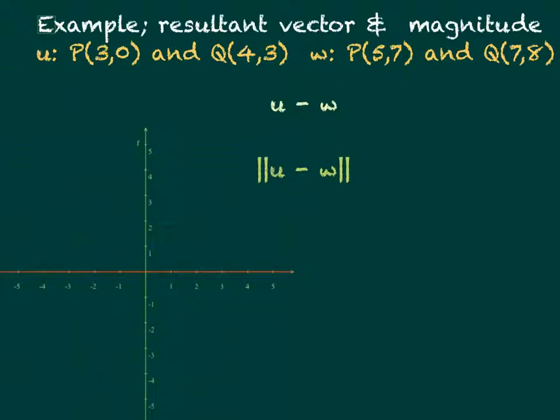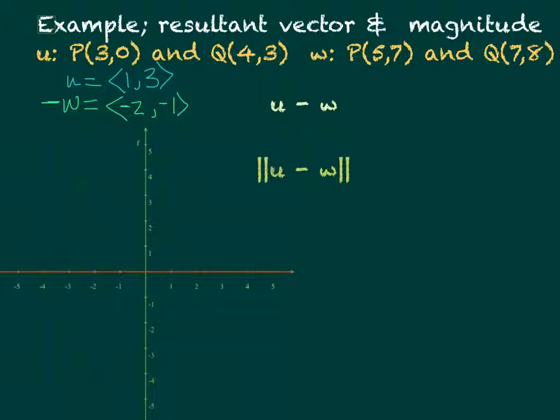Alright, in this next one we have the u vector. Again, the u vector is going to be 4 minus 3, which is 1, 3 minus 0, which is 3. And we are subtracting off our w vector. So I want my negative w vector. So if I find my original w, 7 minus 5 is 2, 8 minus 7 is 1. But I wanted the negative w vector, so I'm going to add my negatives. Okay, and then I'm going to graph it.